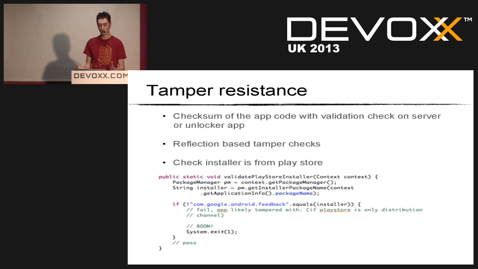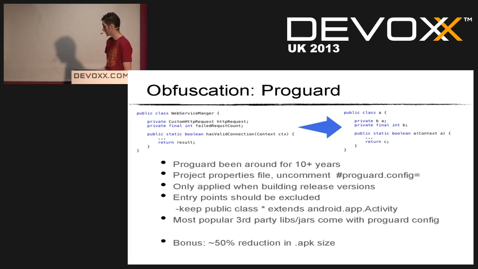Another way to add tamper resistance is to obfuscate the code. Probably a lot of you have heard of ProGuard. It's been around for about 10 years. If you haven't heard of obfuscation before, it's basically turning a class like that, Web Service Manager, into what it looks like there: A's and B's, trying to mask what's there. I'm not saying that security by obscurity should be your only approach. Absolutely not. But it makes it more difficult.